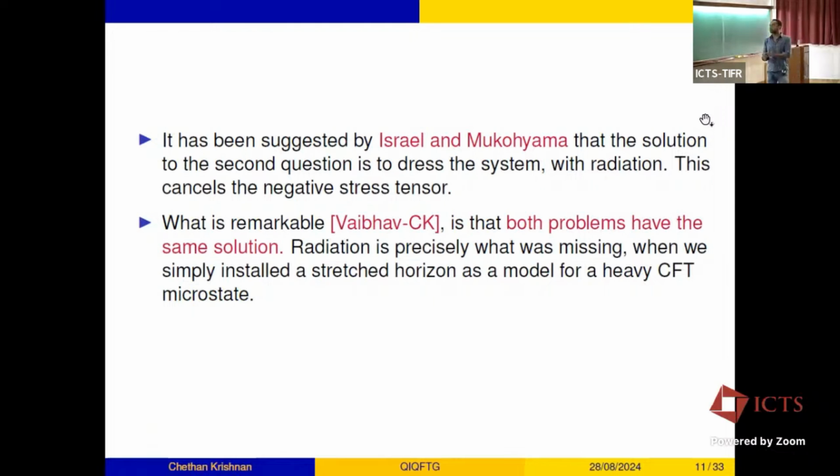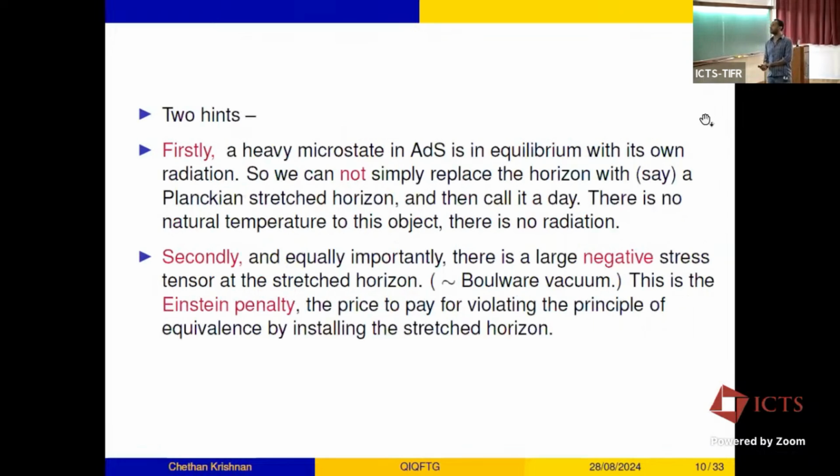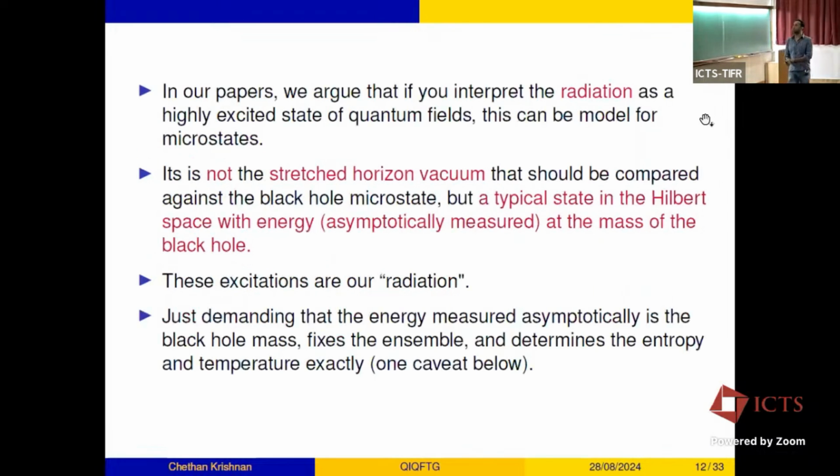So what is remarkable, or at least what I find remarkable, is that both of these problems are simultaneously solved by the same ingredient, which is radiation. It's a very qualitative fact, but at the same time, one should not ignore those facts. Radiation is precisely what was missing when we simply install the stretched horizon model for a heavy CFT microstate, and if you add it, apparently, it can get rid of this Boulevard vacuum kind of problem.